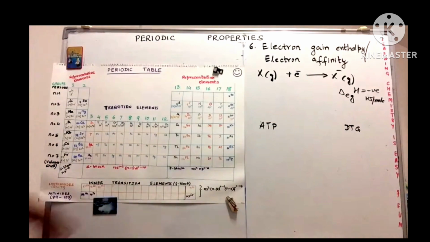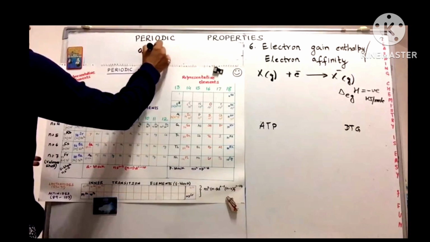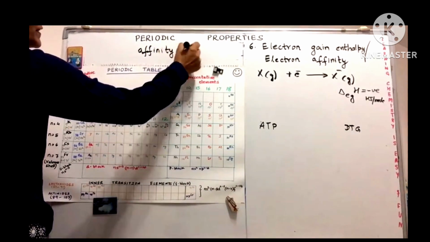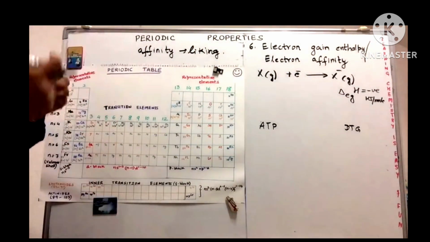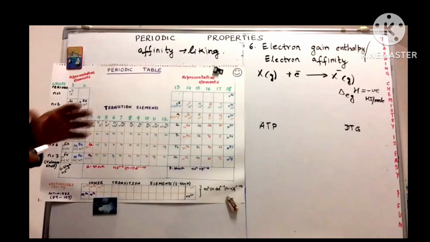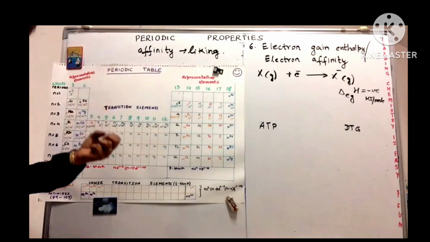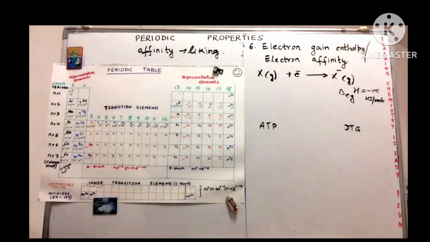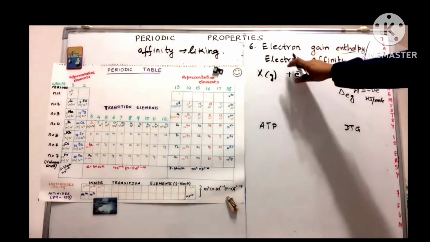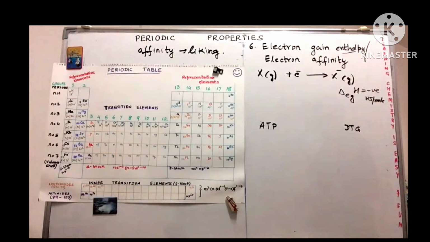Electron gain enthalpy, also called electron affinity. So as the name indicates, affinity. What do you mean by affinity? Yes, liking, attraction, right? So electron gain enthalpy: when an electron is gained by an atom, the energy change which takes place is called electron gain enthalpy. As for now, don't bother about the term enthalpy because you will come across it when you do thermodynamics. In simple terms, it is also called electron affinity.